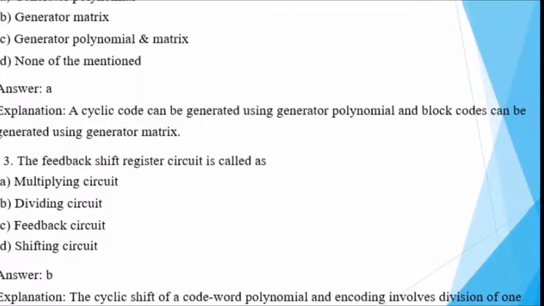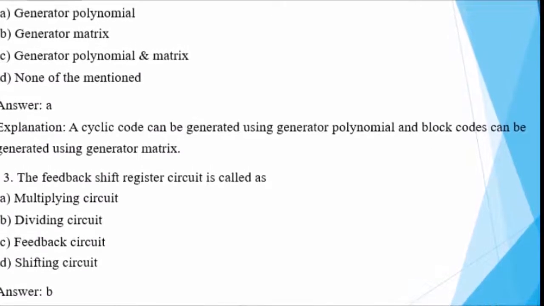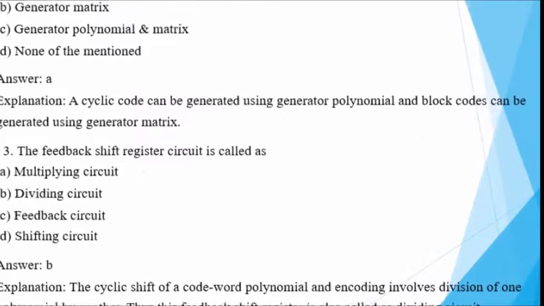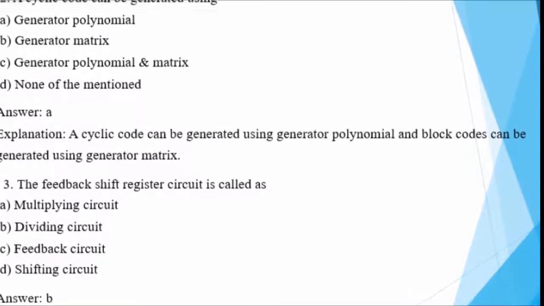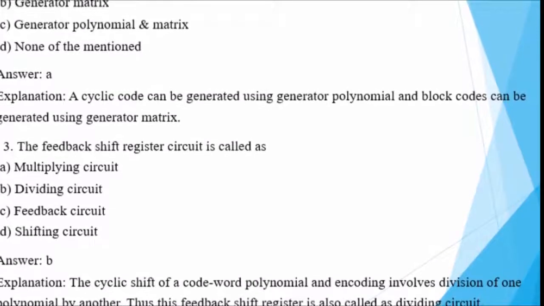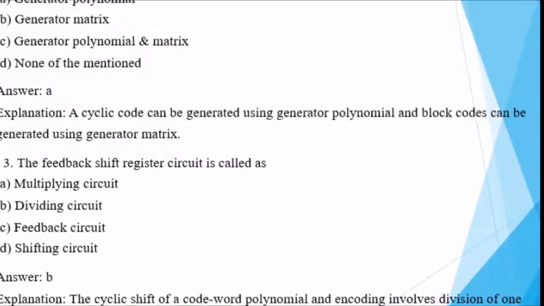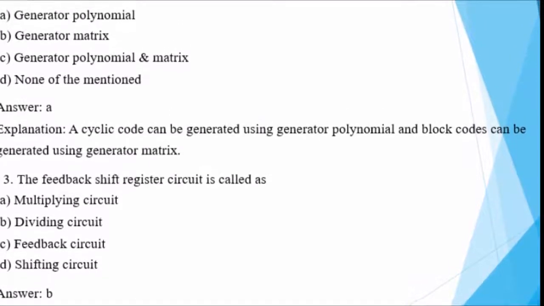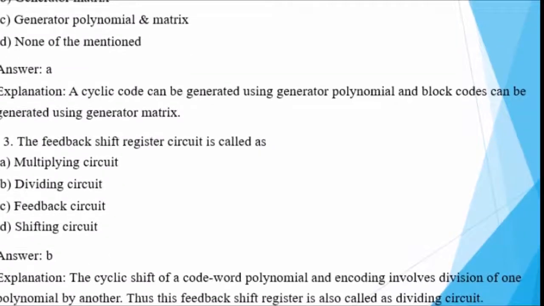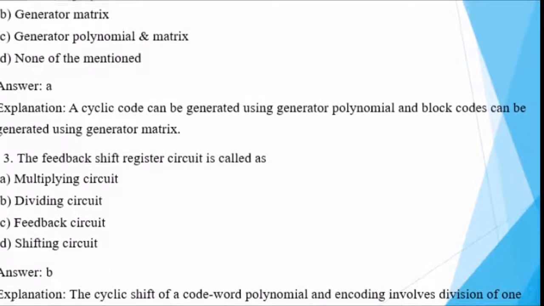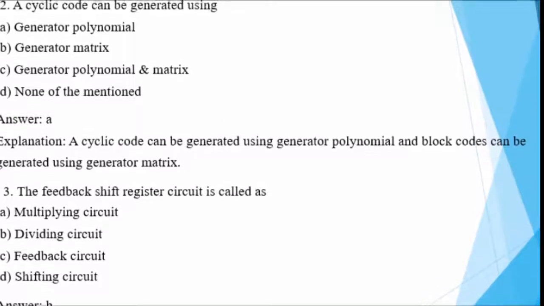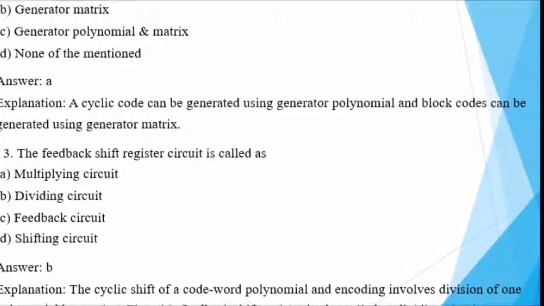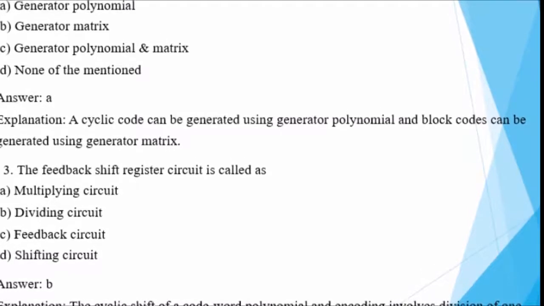Second question, a cyclic code can be generated using generator polynomial. Answer A. A cyclic code can be generated using a generator polynomial and the block codes can be generated using generator matrix. Next one, the feedback shift register circuit is called as a dividing circuit. So the cyclic shift of a code word polynomial and encoding involves the division of one polynomial by another. So thus this feedback shift register is also called as a dividing circuit.